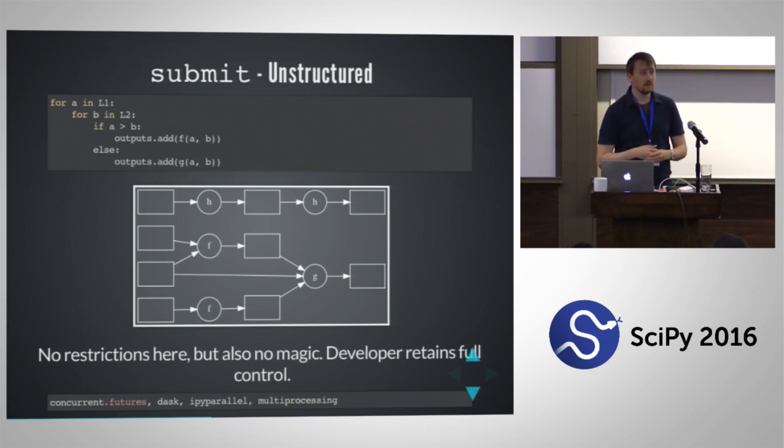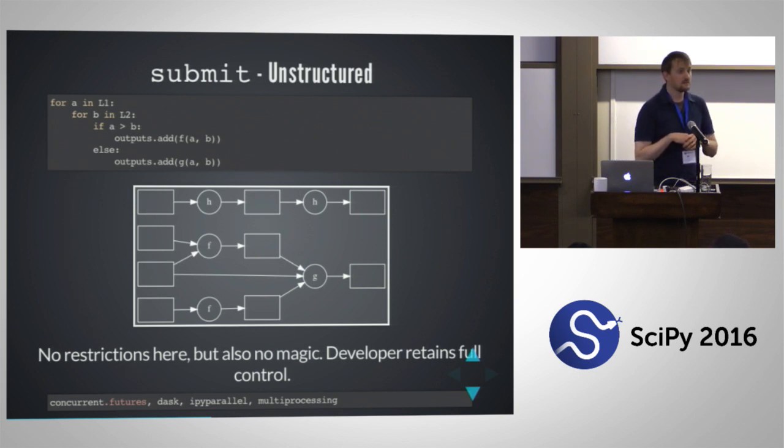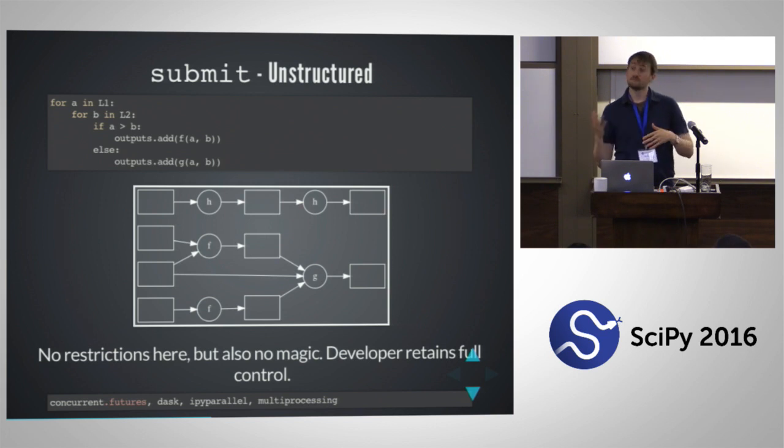So this is similar to a map, but there's a little bit of behavior that you need to control. Like sometimes I want to do F, sometimes I want to do G.